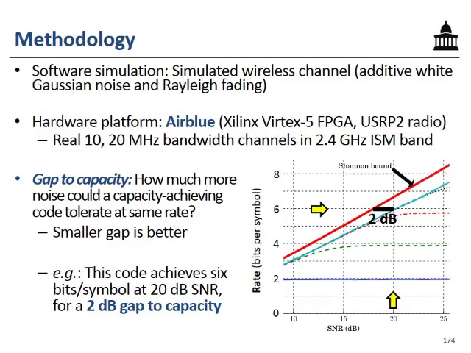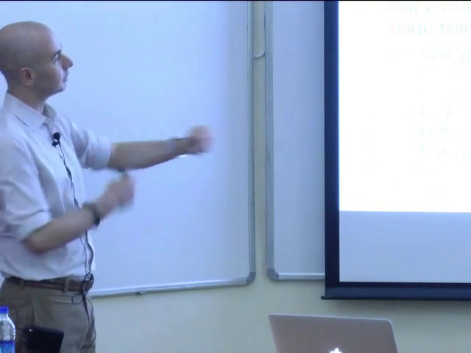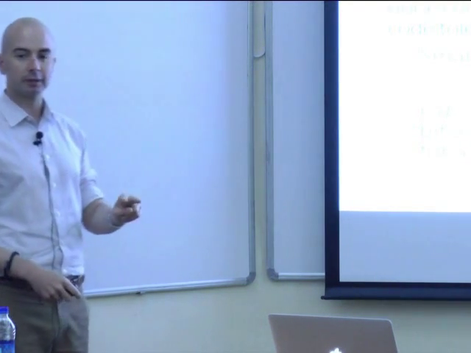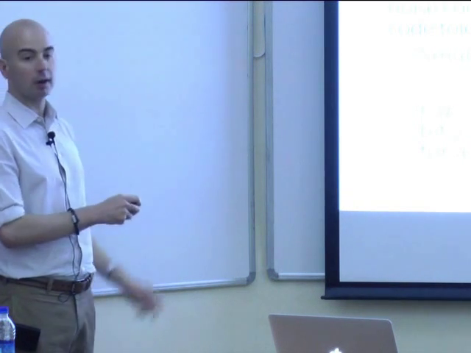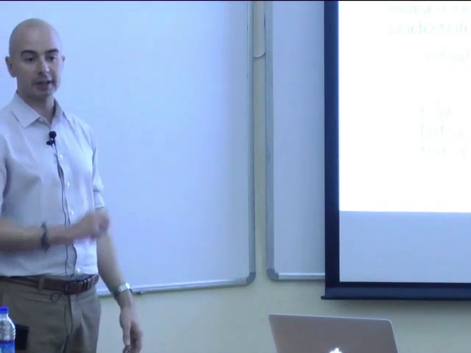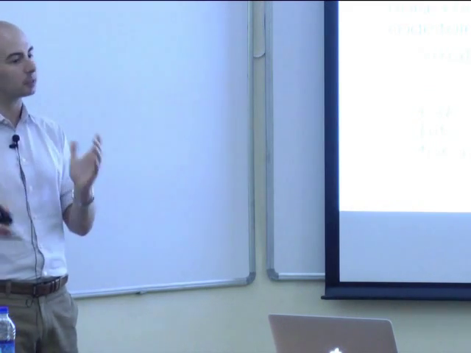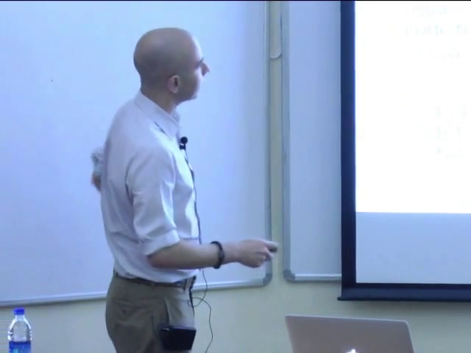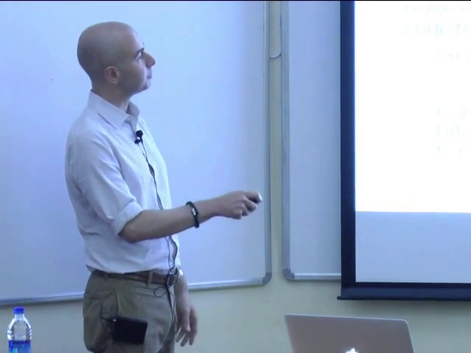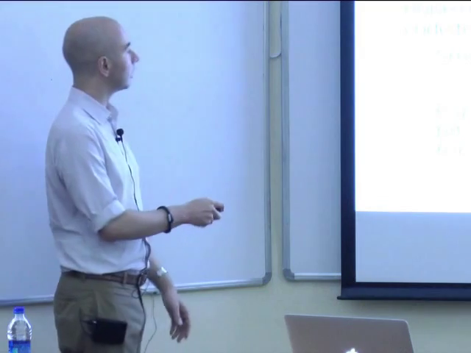Okay, so in the experiments they did, they simulated a wireless channel with two cases, both with Gaussian noise, just constant additive white Gaussian noise, and with this special type of fading called Rayleigh fading, where the channel is doing what I showed you in the beginning. It's fading in and out because of reflectors nearby. Okay? And they implemented this on that Virtex 5 FPGA on real 10 and 20 megahertz bandwidth channels. And they're looking at this quantity called the gap to capacity, the gap to Shannon capacity.